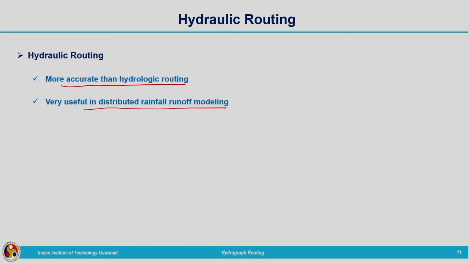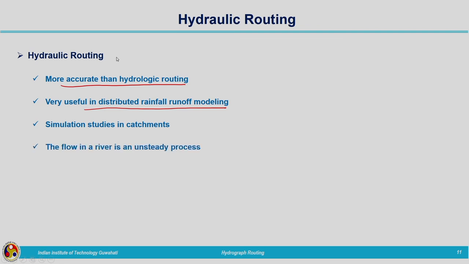That is, whenever we are studying rainfall runoff modeling, we are having a rainfall that is getting converted to runoff, and the value at the outlet of the catchment we are calculating. So, this can be studied accurately by incorporating the spatio-temporal variation by making use of hydraulic modeling. So, this is very much useful in the simulation studies in catchments, and also the flow in a river is an unsteady process, that is, with respect to time it is varying, and also from upstream to downstream it is varying. So, by incorporating both the temporal and spatial variation, if you make use of the continuity and momentum equation, it will give us the accurate result.